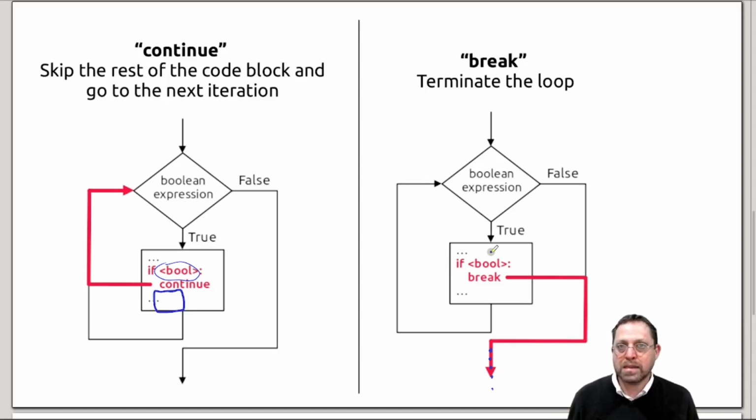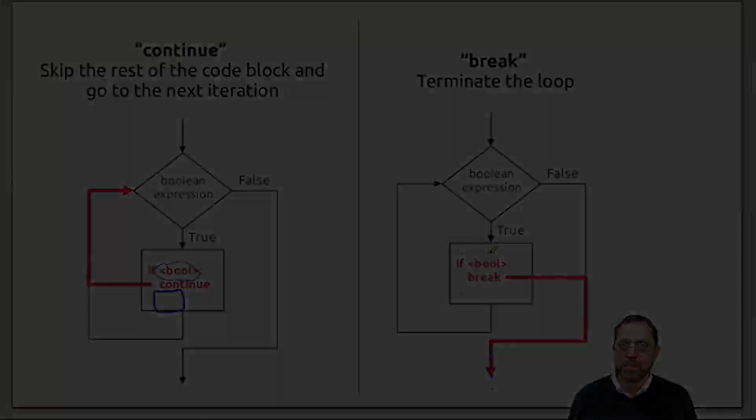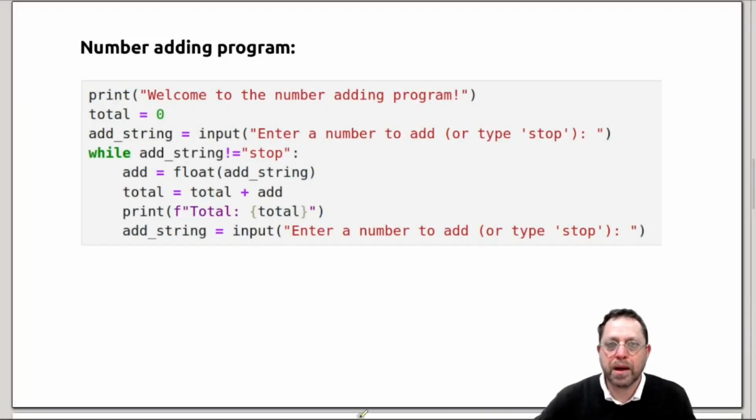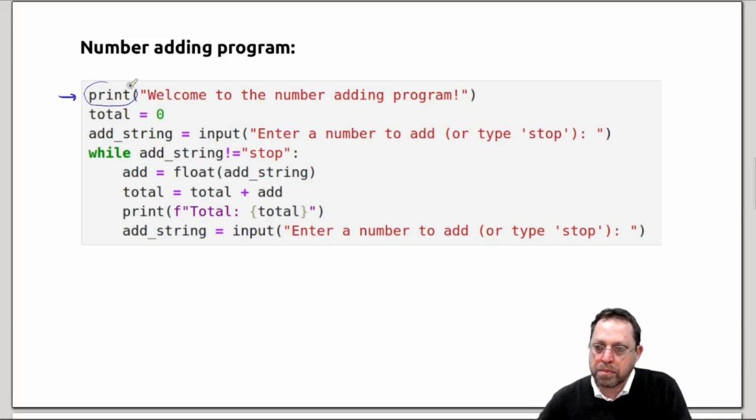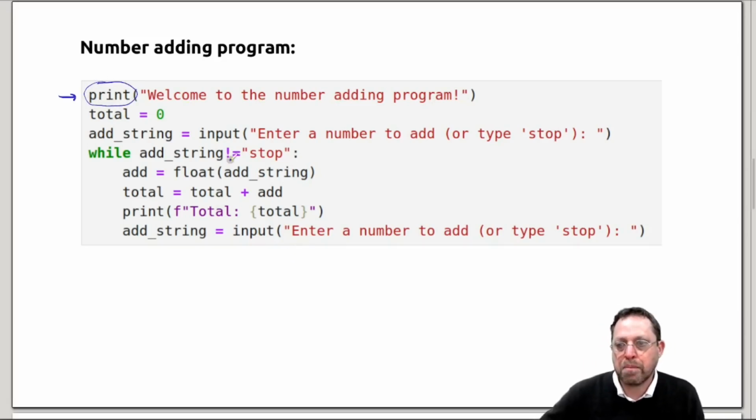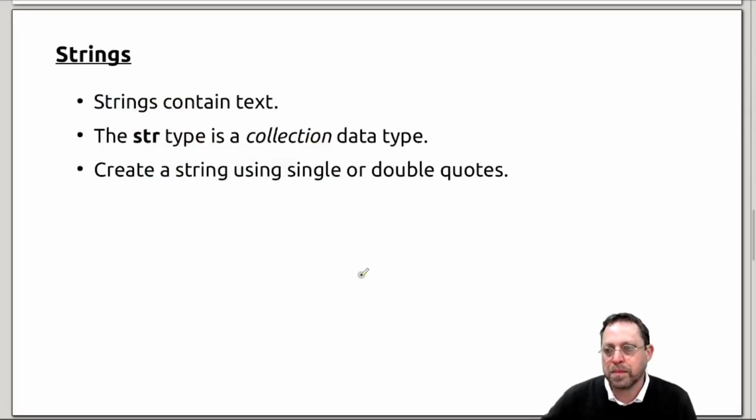Let's go back and see how the number adding program was implemented. Okay, here is our number adding program. And you can see that it begins by printing a welcome message. It does that by invoking this print built-in method and passing into it a string. So we've already done this several times, but I've not yet focused in on what strings are. So let's do that now.